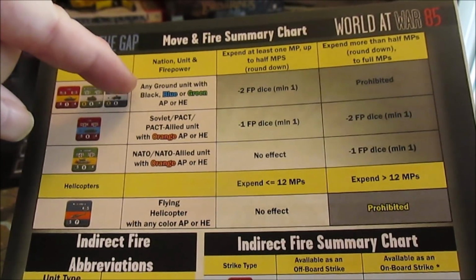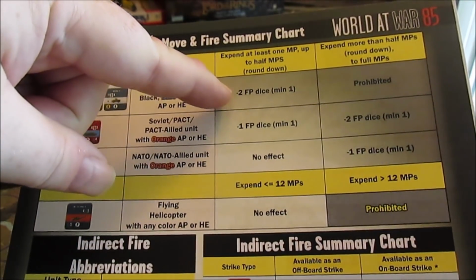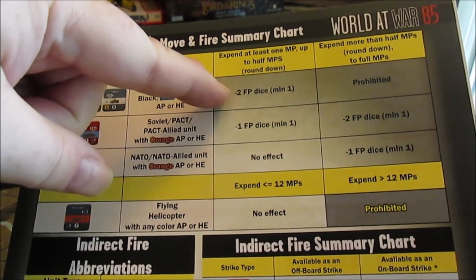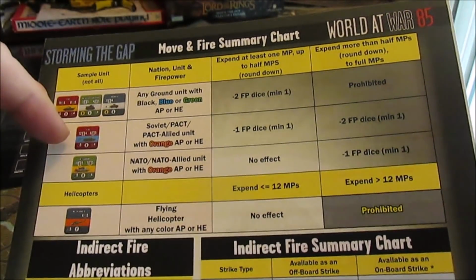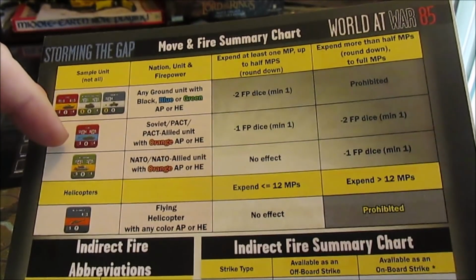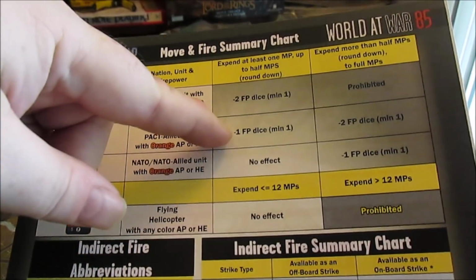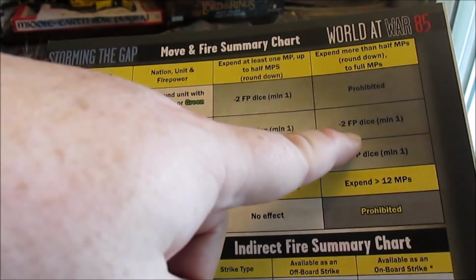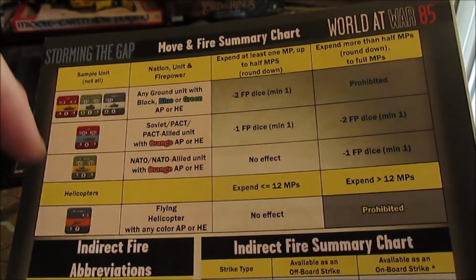Nation unit and firepower. Any ground unit with black, blue, green, AP, or HE that expends at least one movement point, up to half movement points, is at -2 firepower dice, minimum 1. Expend more than half, prohibited. Soviet Pact allied units with orange AP or firepower: if they move at least 1 movement point up to half, it's -1 firepower. And expend more than half, rounded down, -2 firepower, and so on all the way down.